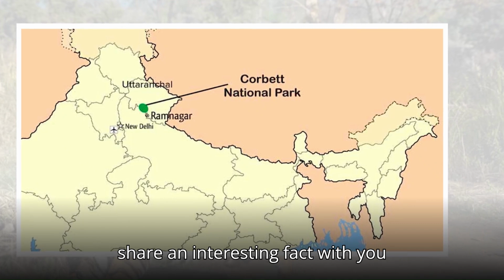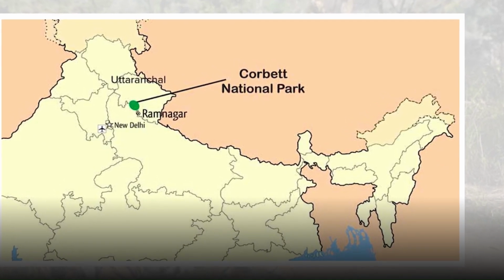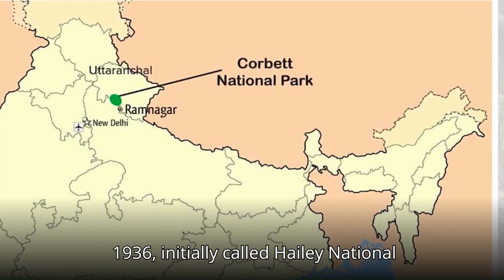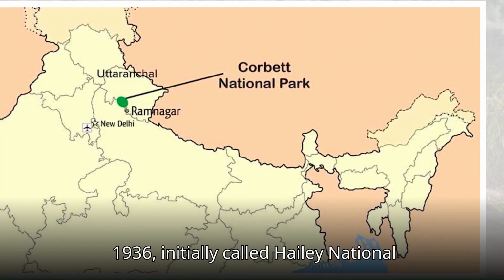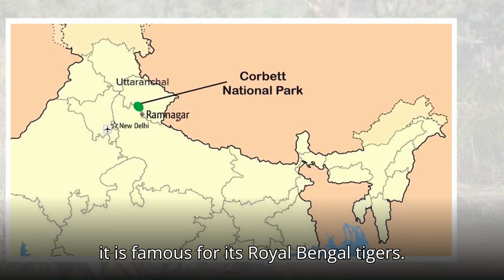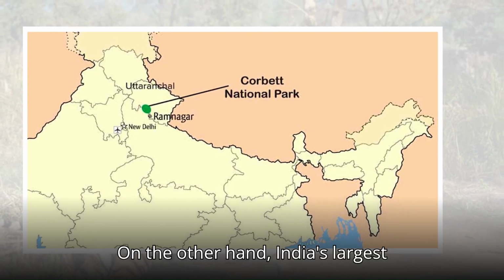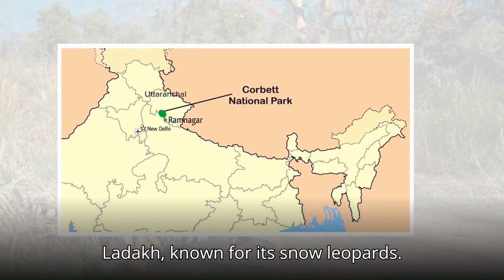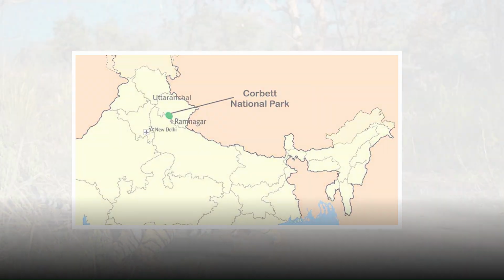Let me share an interesting fact with you. India's first national park was Corbett National Park, established in 1936, initially called Gir National Park. Located in Uttarakhand, it is famous for its Royal Bengal tigers. On the other hand, India's largest national park is Hemis National Park in Ladakh, known for its snow leopards.